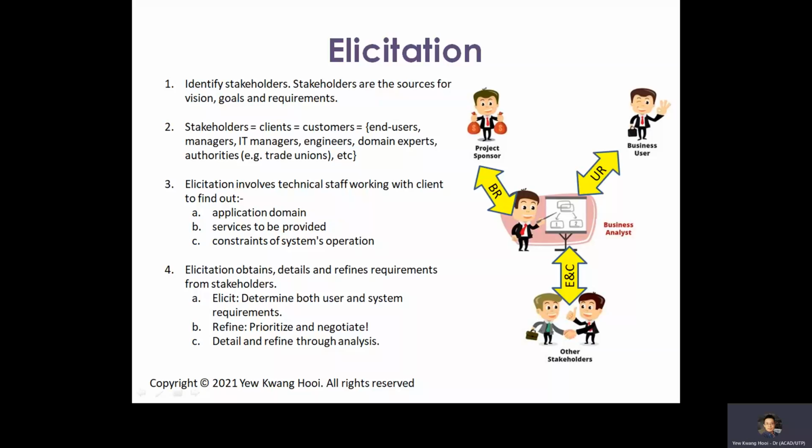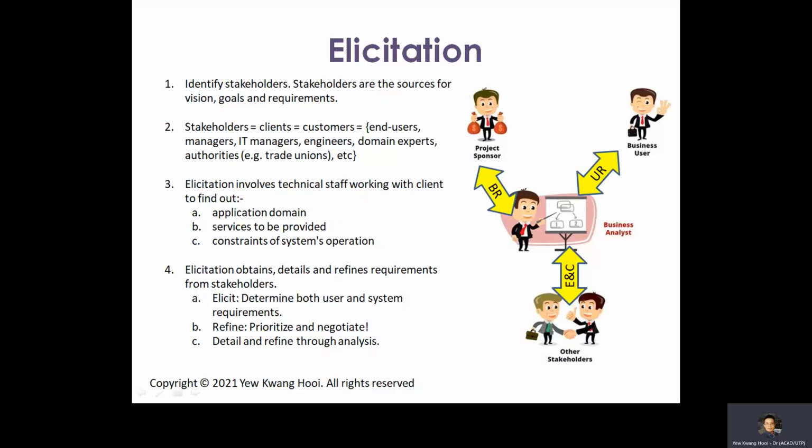Now, these people will give you business requirements, user requirements, expectations, and the constraints. Business requirements may come from higher level people. User requirements may come from the people who are using the software eventually. Yeah, this will be the operational staff. Expectations and constraints will come from any level of users.